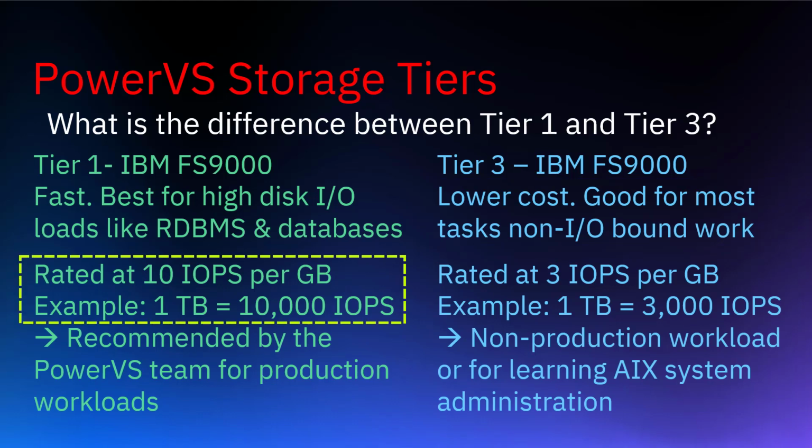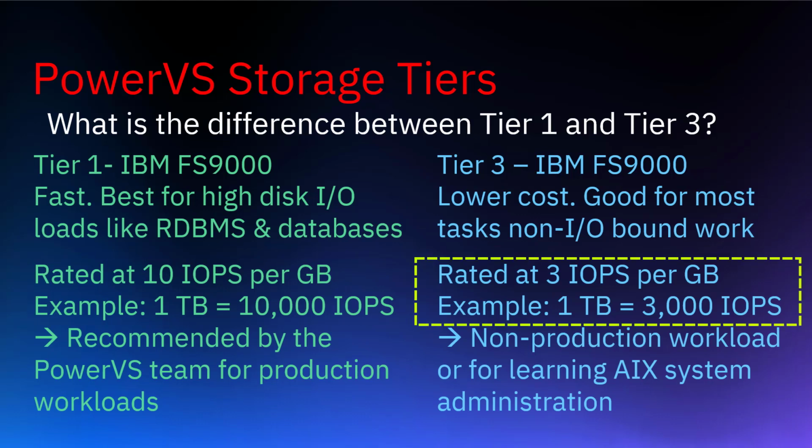We look at these ratings: Tier 1 is rated at 10 IOPS per gigabyte. That's tiny on its own, you can't run any workloads on that, but it's per gigabyte. So the more data you have, the faster you can access your data. I'll give you an example: at 1 terabyte, that's 10,000 IOPS, and that's a high number. That's really good. If we look at the Tier 3 numbers, it's 3 instead of 10. So for 1 terabyte of data, you get roughly 3,000 IOPS.